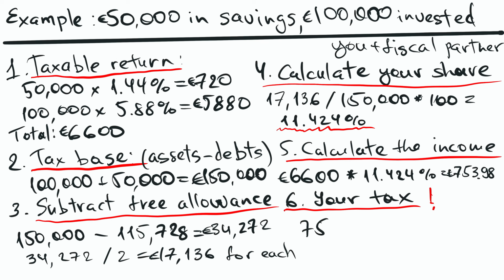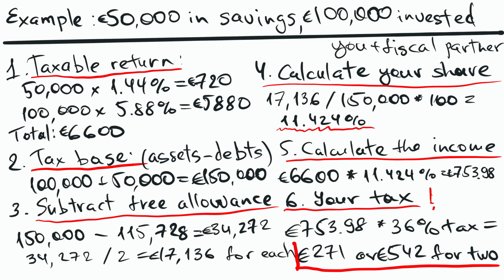But of course, tax is not 100%, so you have a last step to calculate. We take this notional income and we multiply it by the actual percentage which the Dutch government uses for box 3 assets, which for 2025 is 36%. Take the 753.98 and we multiply it by 36%, and we got 271.43 for each person. Each of you, when you're filling the tax return, will be paying this number. It's usually rounded, so you're just paying 271 euro.